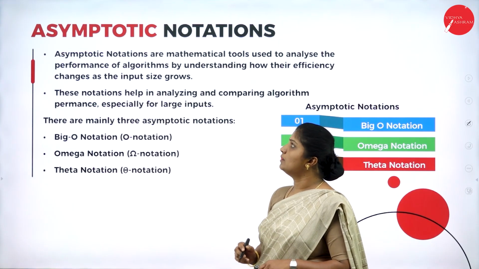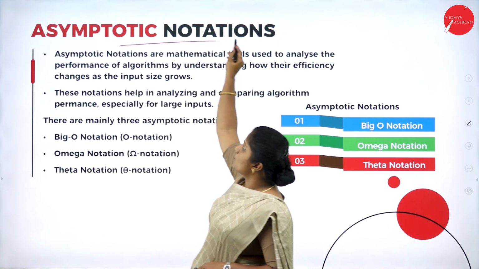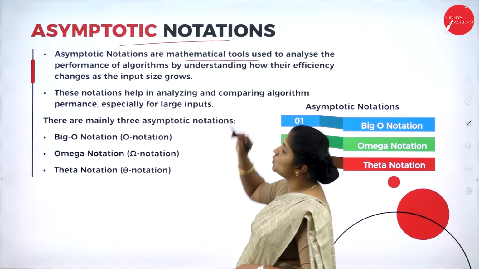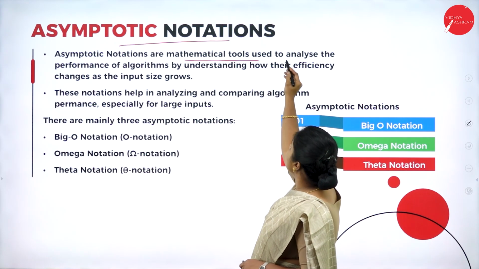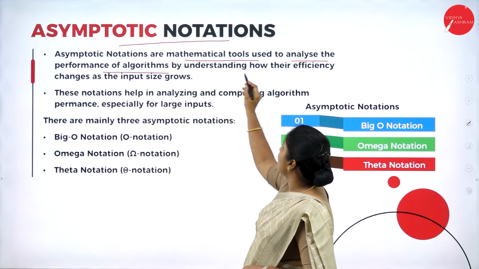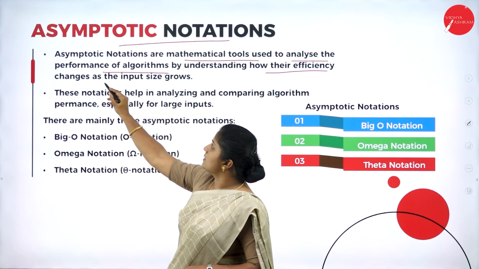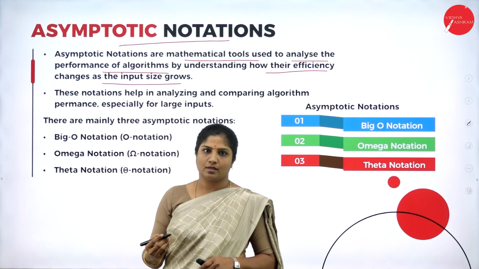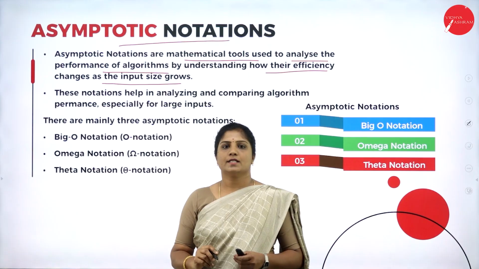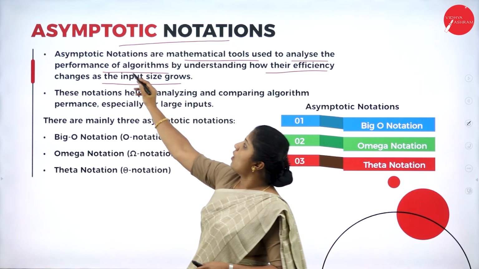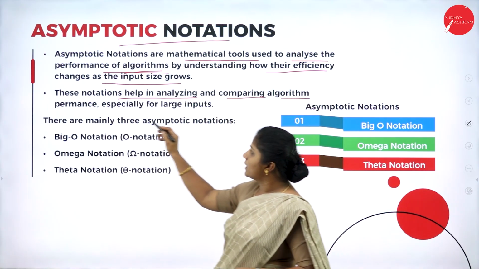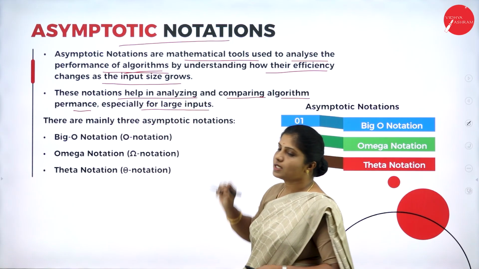Firstly, we move on to the asymptotic notations. So what are asymptotic notations? Asymptotic notations are mathematical tools used to analyze the performance of algorithms by understanding how their efficiency changes as the input size grows. These notations help in analyzing and comparing algorithm performance, especially for large inputs.